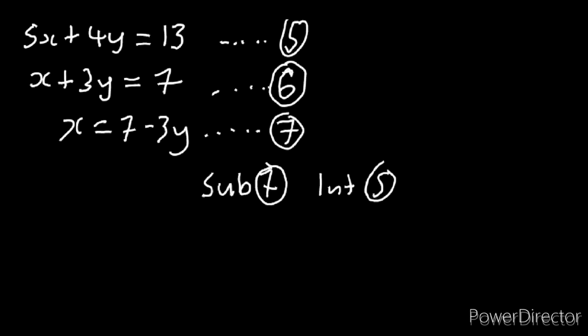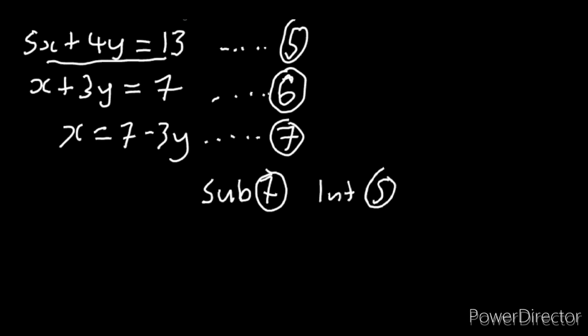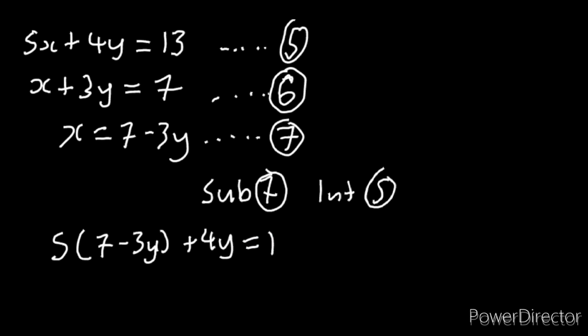So I'm going to write equation 5 exactly the same, it's just that in place of x, I'll put what x is equal to. So this is going to be 5 times (7 minus 3y), then plus 4y, so we're going to have plus 4y equals 13.